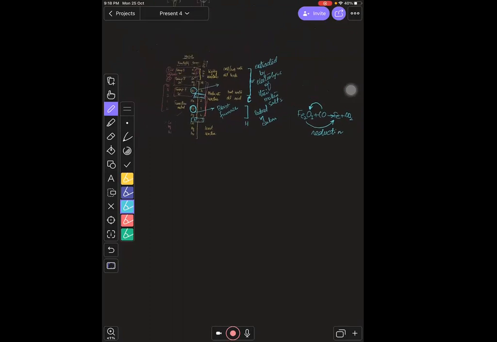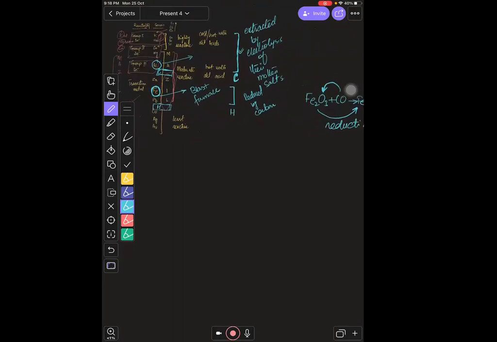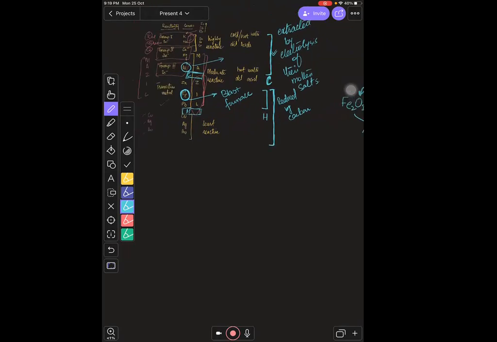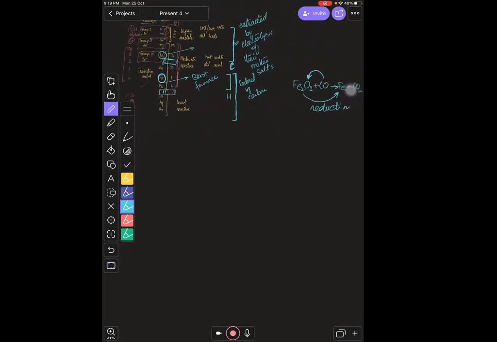You can write that all of these, like copper, silver, gold, can also be reduced by carbon. But the thing is, copper, silver, gold can also be reduced by hydrogen as well, because they are also less reactive than hydrogen.